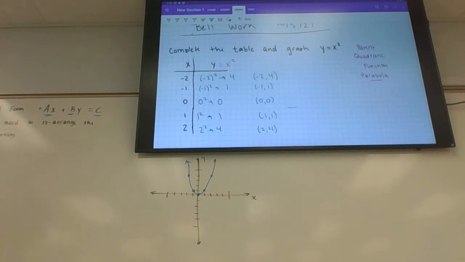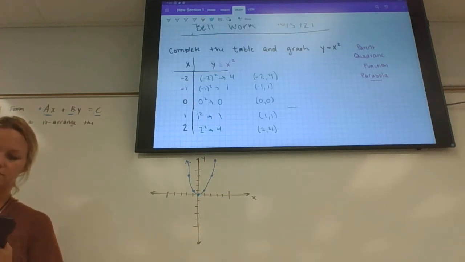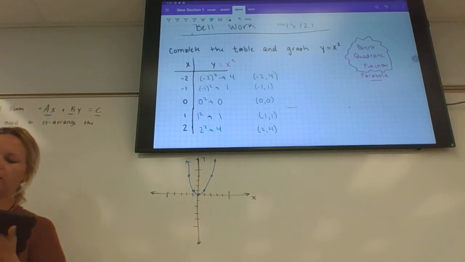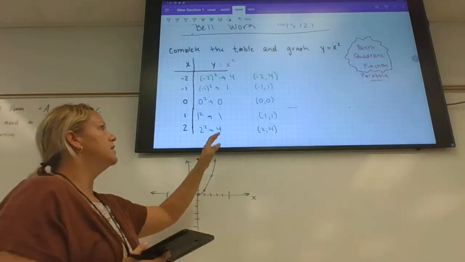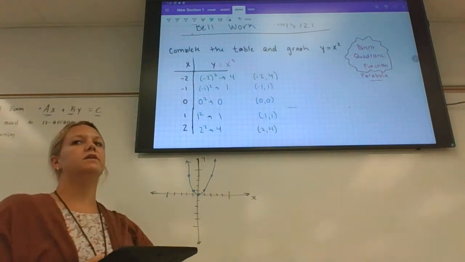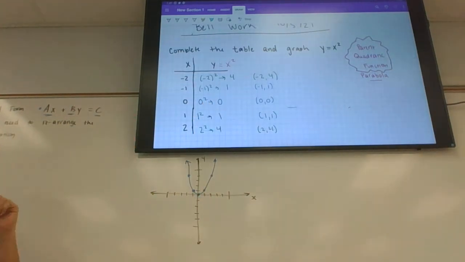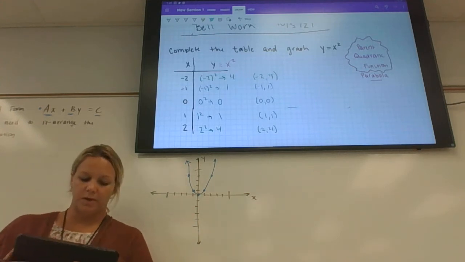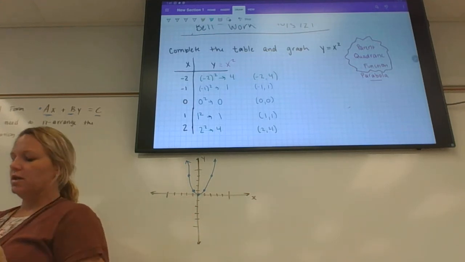Smart? Every time x is squared, it's going to be a U, if that's the highest exponent. So you guys go ahead and label this the parent quadratic function. This is the most basic one there is. There's no numbers, right? It's just y and x squared. You put more numbers into that equation and it gets more complicated. So this is the parent function.